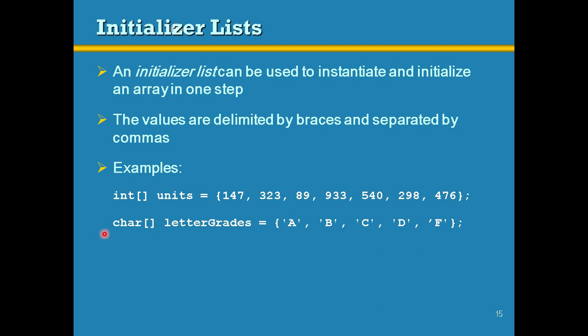Initializer list. See, this is an initializer list. When you declare an array, you can initialize the elements along with that. An initializer list can be used to instantiate and initialize an array in one step. To declare an array as well as give initial values to the array can be done in one step. The values are delimited by braces and separated by commas. See, braces here and each value separated by a comma.